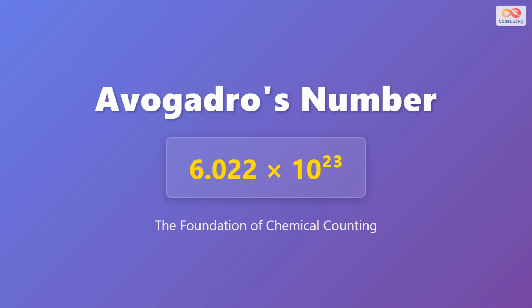Avogadro's number is 6.022 times 10 to the power of 23. This is one of the most fundamental constants in chemistry and serves as the foundation for chemical counting. It represents an enormous quantity that connects the microscopic world of atoms and molecules to the macroscopic world we can measure in the laboratory.